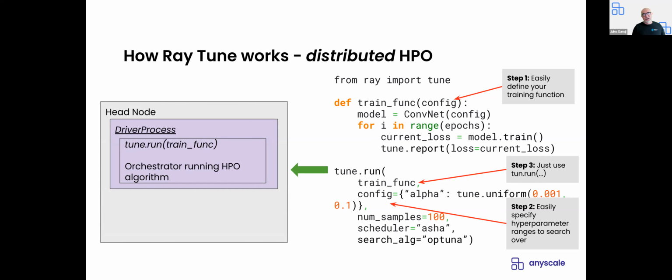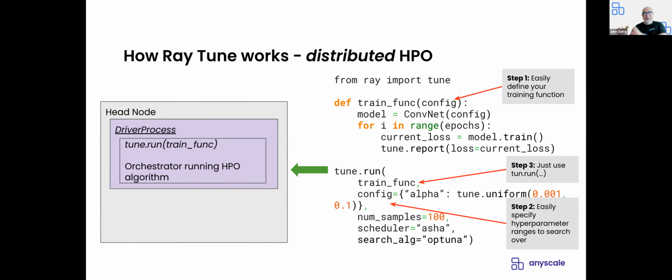The second step is you define your config space. What are the hyperparameters you're going to run over? So over here, my alpha is tune.uniform from 0.1 to whatever the particular number is. So it's going to use random search to do that. And then I set the number of samples that I want. And then I'm going to use the ASHA scheduler. Like I said, you can define what scheduler you're going to use. I'm going to use Optuna to do the search. And then you just say tune.run and boom, off you go, right?